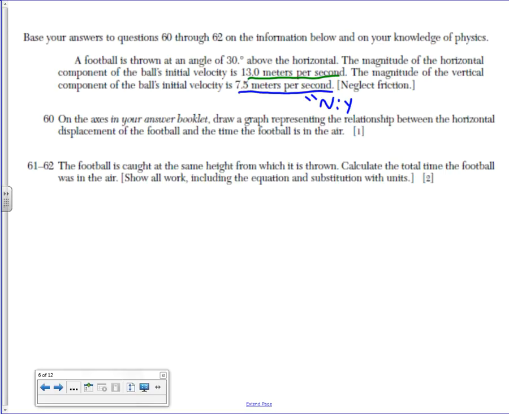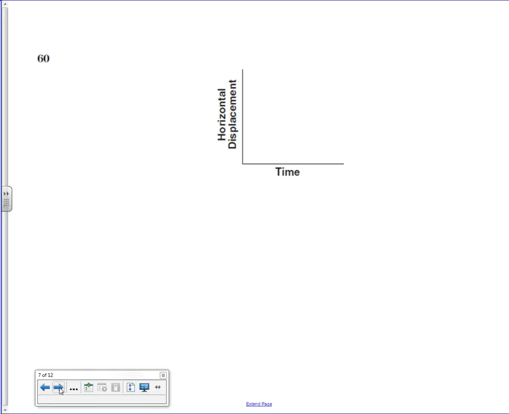So it's saying on the axes in your answer booklet, draw a graph representing the relationship between the horizontal displacement of the football and the time the football is in the air. So this is what it looks like in the answer booklet. You can tell just from that they only want a sketch. Any displacement versus time graph, the slope is going to be our velocity. Consequently, the slope is the horizontal velocity, which we know is constant. So in order to be constant, we have to draw a linear line.